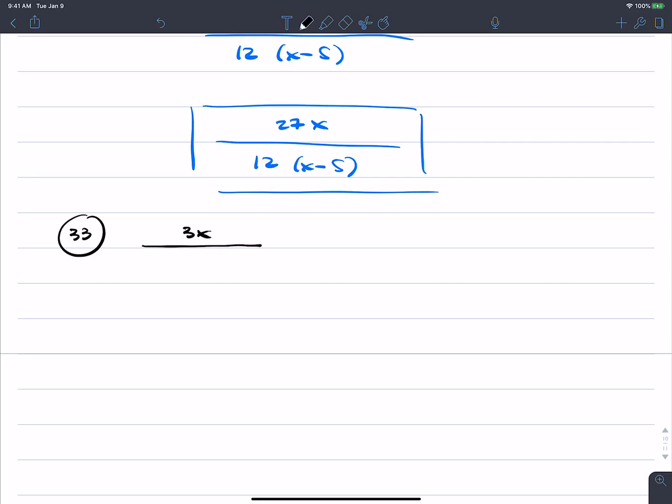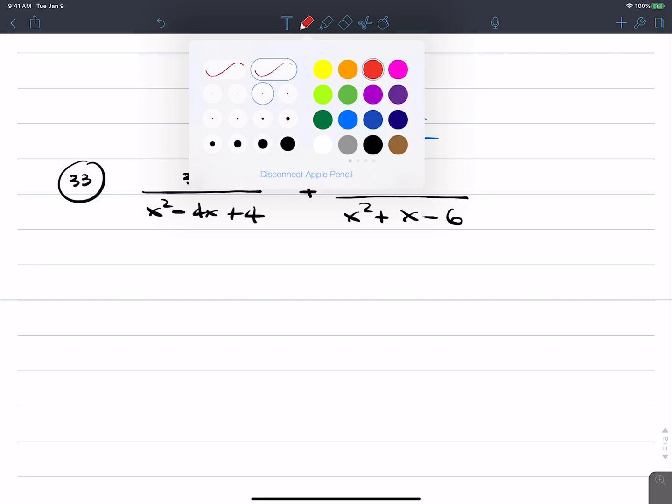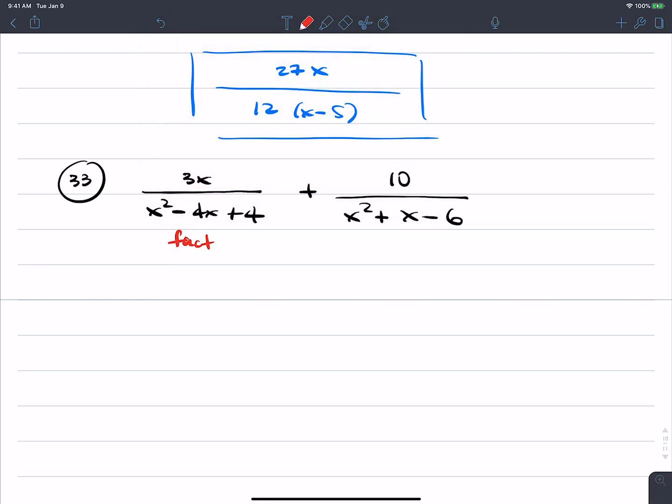Number 33. 3x over x squared minus 4x plus 4 plus 10 over x squared plus x minus 6. So again, you have to factor here.